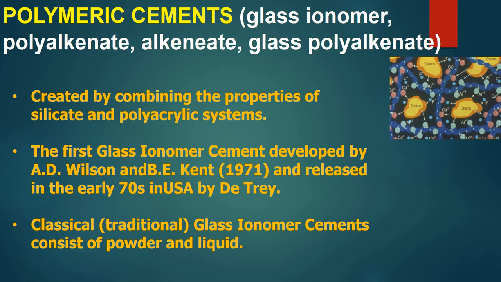Polymeric cements include glass ionomer, polyalkenoate, alkenoate, and glass polyalkenoate, created by combining the properties of silicate and polyacrylic systems. The first glass ionomer cements were developed by Wilson and Kent in 1971 and released in the early 1970s in the USA. Traditional classical glass ionomer cements consist of powder and liquid.